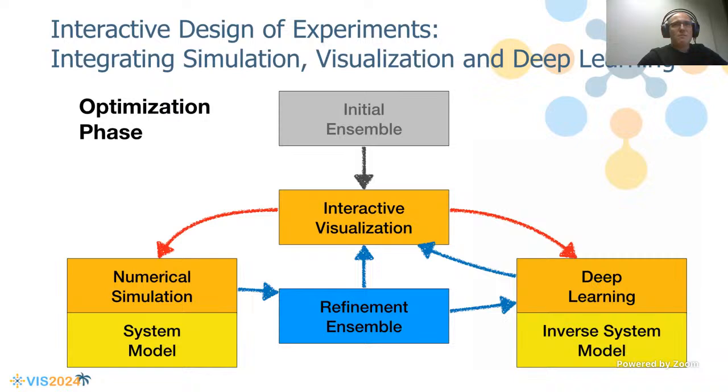So summarizing, we use an initial ensemble, computed offline, and actively guide the refinement process by specifying desired outcomes in the interactive visualization. Using our deep learning inversion model, we estimate the corresponding control parameters for these outcomes. The numerical simulation then computes the actual outcomes for these estimated parameters. This guided iterative process enables us to progressively improve the sampling of the parameter space, focusing particularly on regions that likely produce desired outcomes, hence the term interactive design of experiments.